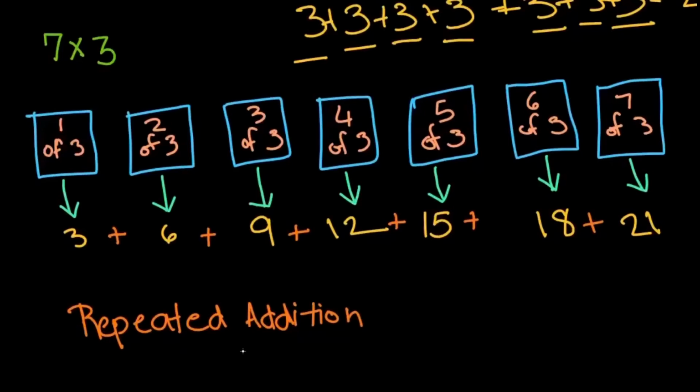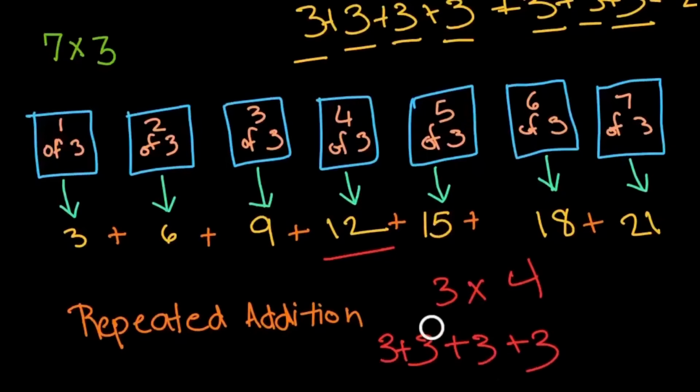So what I mean by that is basically, suppose we have 3 times 4. We already know it's 12 because we have 4 groups of 3 over here. So we already know it's 12. But if you just want to solve it, you can also do 3 plus 3 plus 3 plus 3. This is adding 3 4 times. This is all repeated addition is. It's nothing more than that. So this is equal to 12.